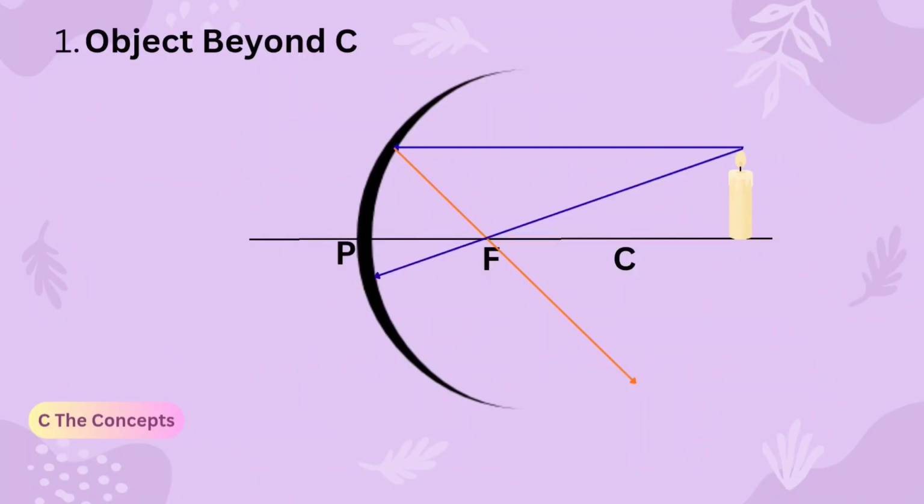Now consider the second incident ray which is going to pass through the focus. We know that the light ray which is passing through the focus after reflection goes in parallel to the principal axis. The second orange ray indicates here the reflected ray.